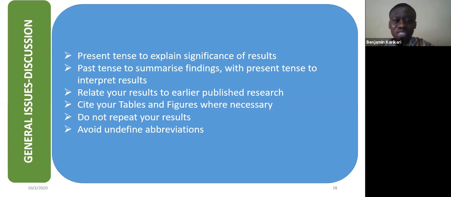Also, cite your tables and figures where necessary. This will help readers to understand and also cross-check the figures and the tables. So as I've already mentioned, don't repeat your results. Avoid undefined abbreviations. I've mentioned this in our previous slides.